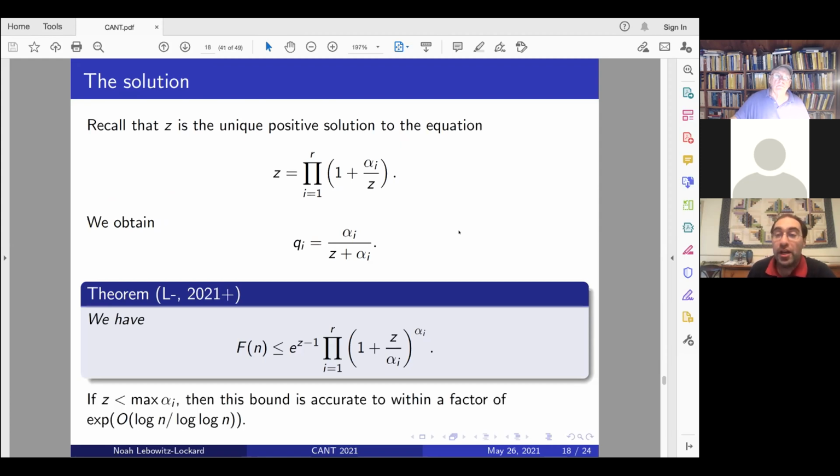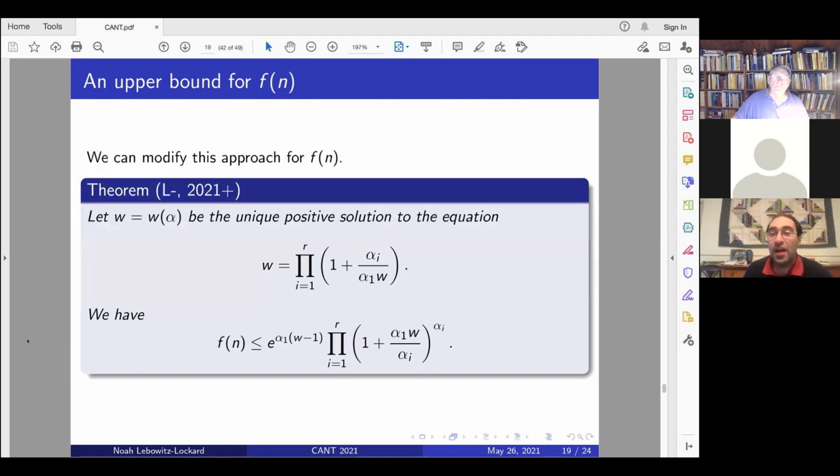I'd also like to point out that if z is smaller than some alpha_i, this bound is accurate to within a factor of e to a constant multiple of log n over double log n. So previously, there wasn't an upper bound for big F of n that had this level of accuracy before. And it's actually fairly simple, or at least simpler than the lower bound for little f of n.